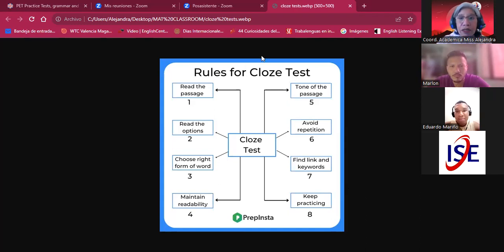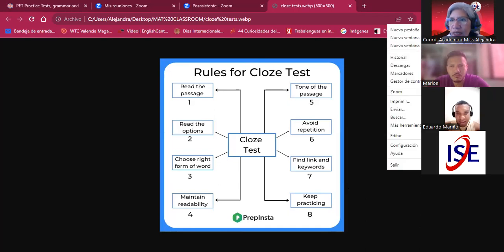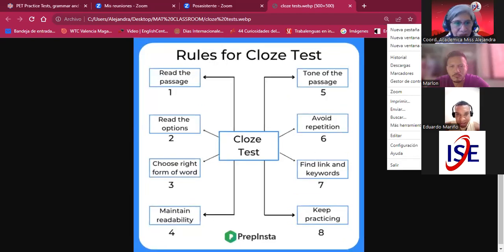Miss, I don't know, please, can you expand the image? Let me see if I can expand it. Okay, let me check. Let's put it here. Can you see it better? I see better. Thank you.